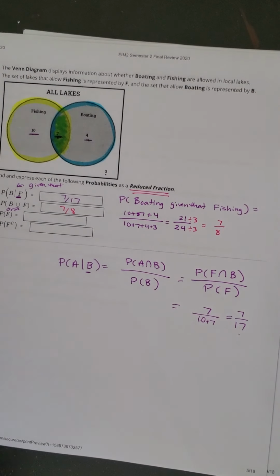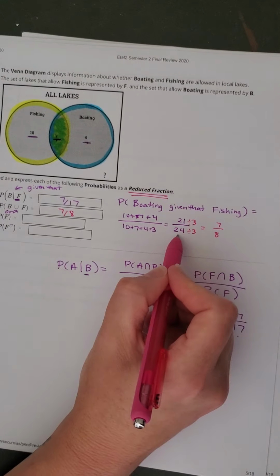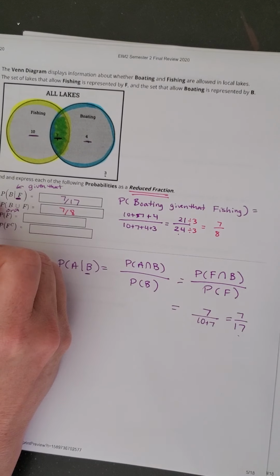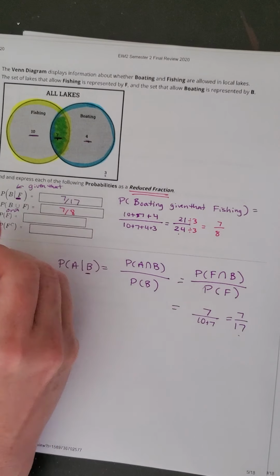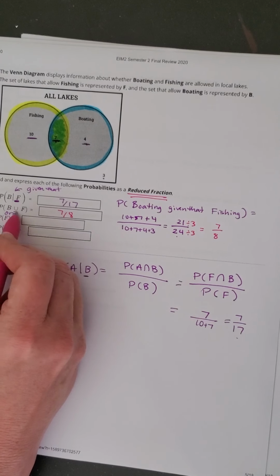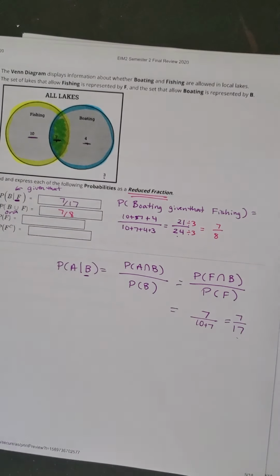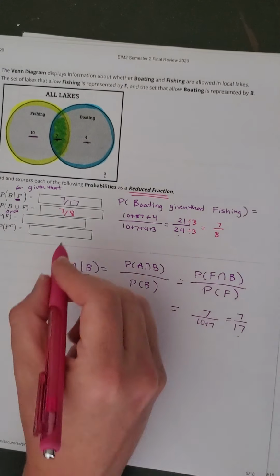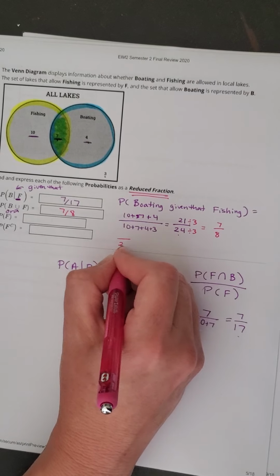All right, the probability of fishing. Again, the only time that we don't divide by all 24 lakes is example A, when we have conditional probability. This is not conditional, this is not conditional, this is not conditional. So all 3 of these will have a denominator of 24. So the probability of fishing is out of 24.